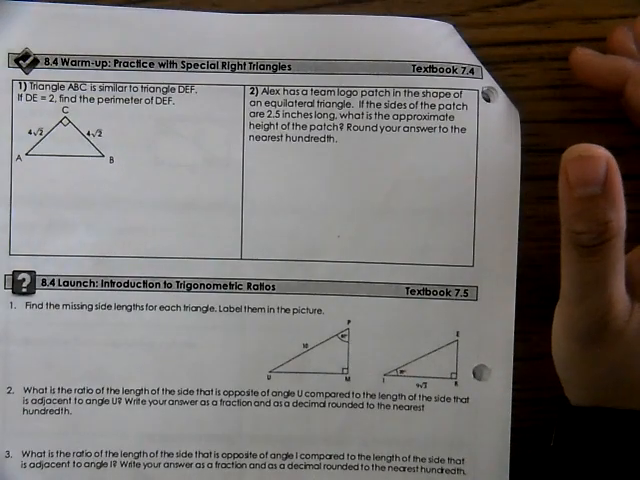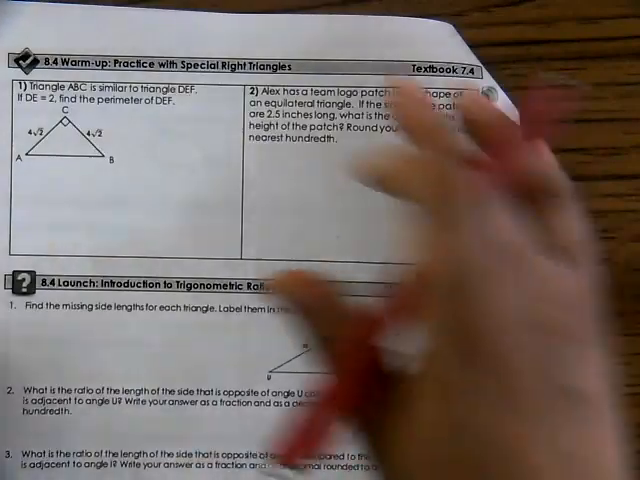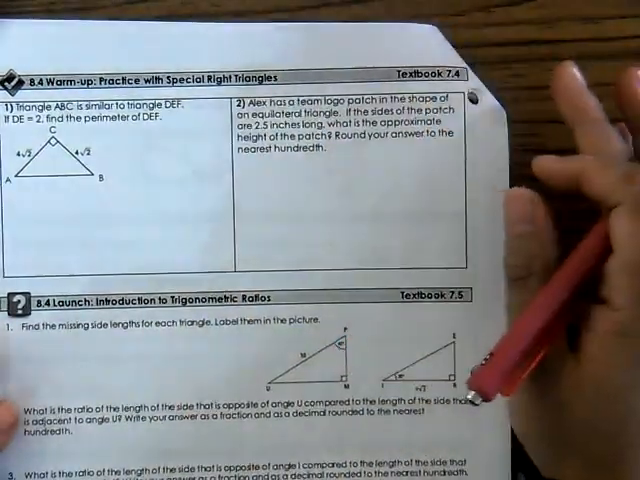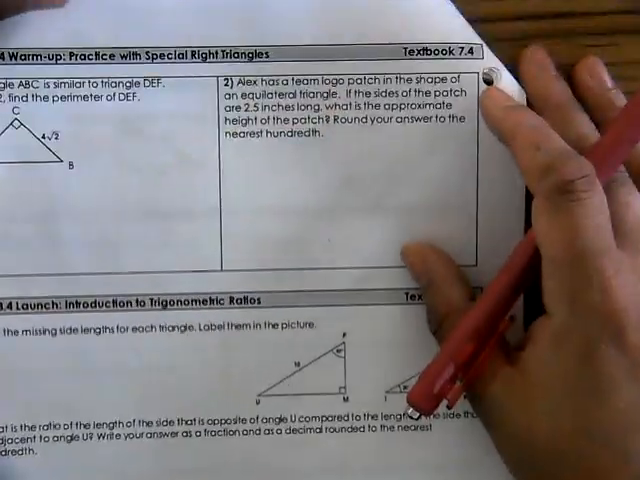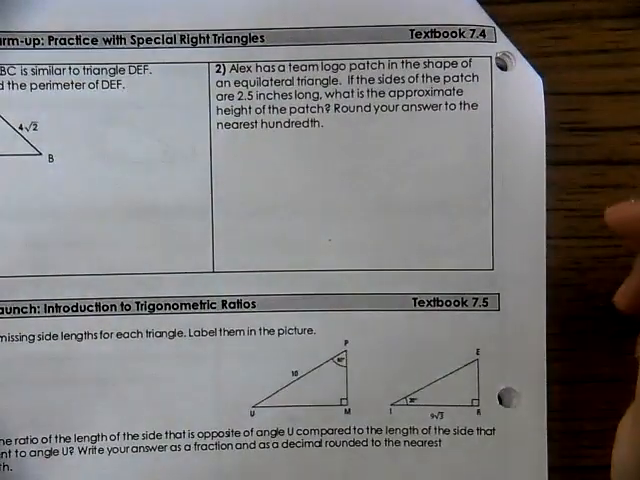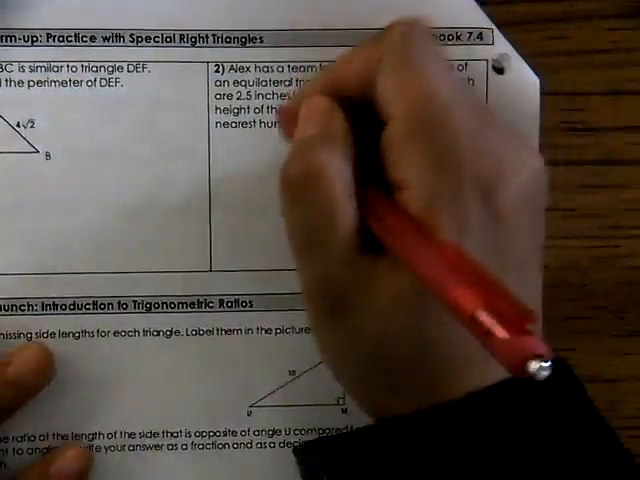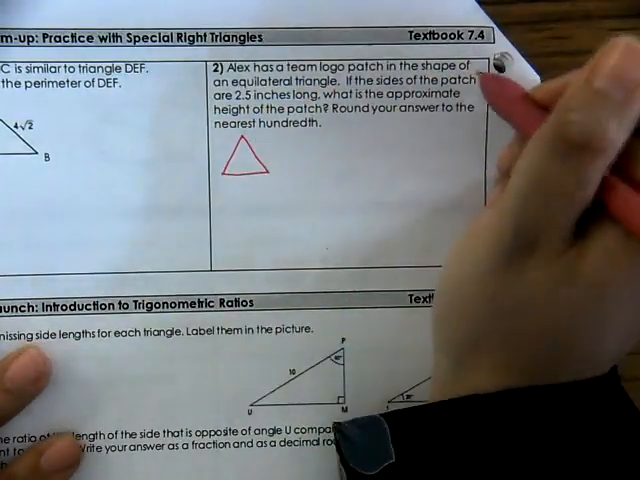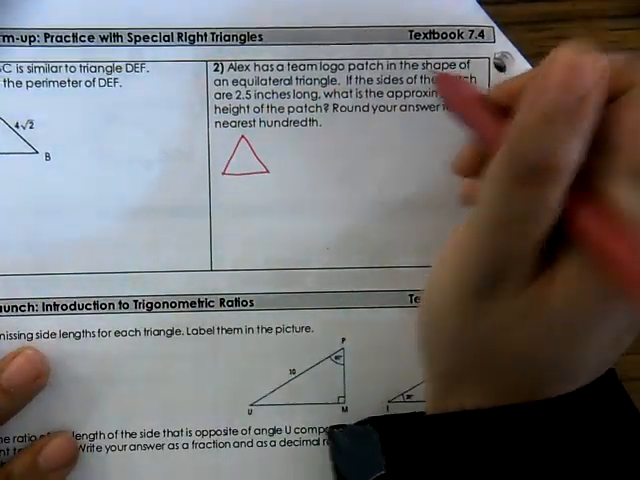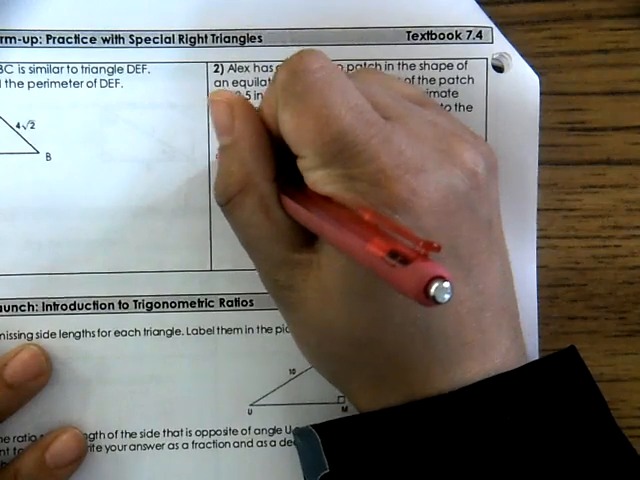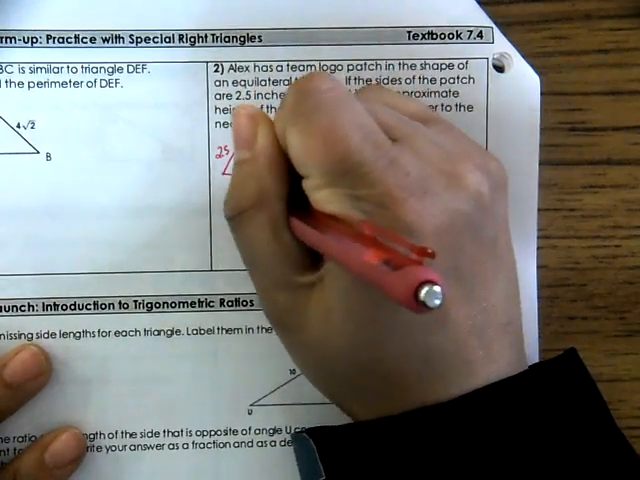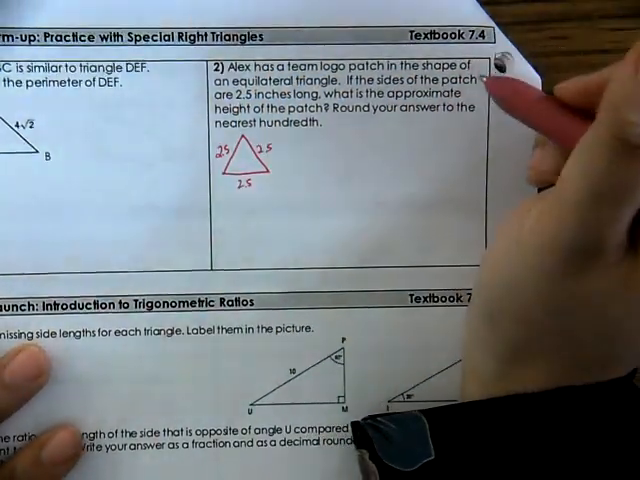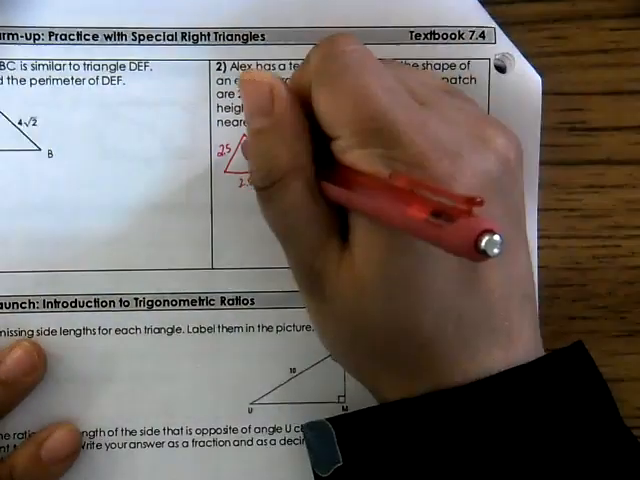Actually, this one I might just go over real quick, just so that you see an example from special right triangles, just like yesterday. It says Alex has a team logo patch in the shape of an equilateral triangle. So here's my equilateral triangle. If the sides of the patch are 2.5 inches long, so each of these sides is 2.5 inches, what is the approximate height of the patch?